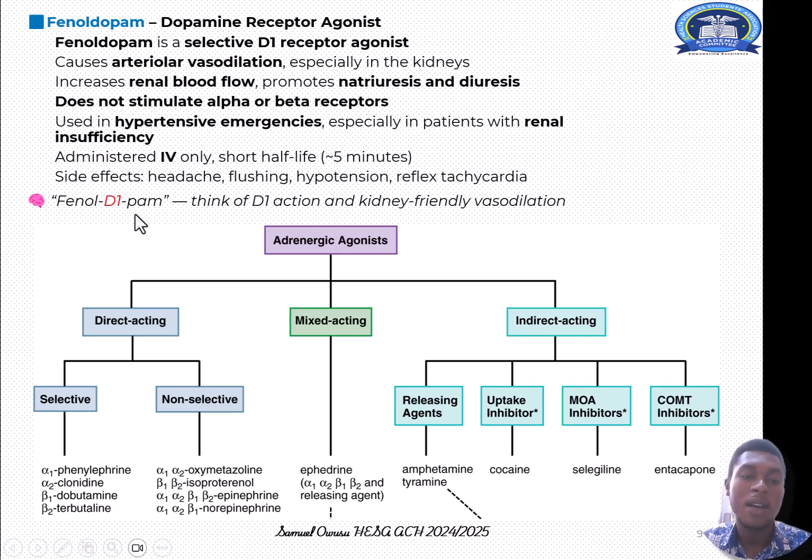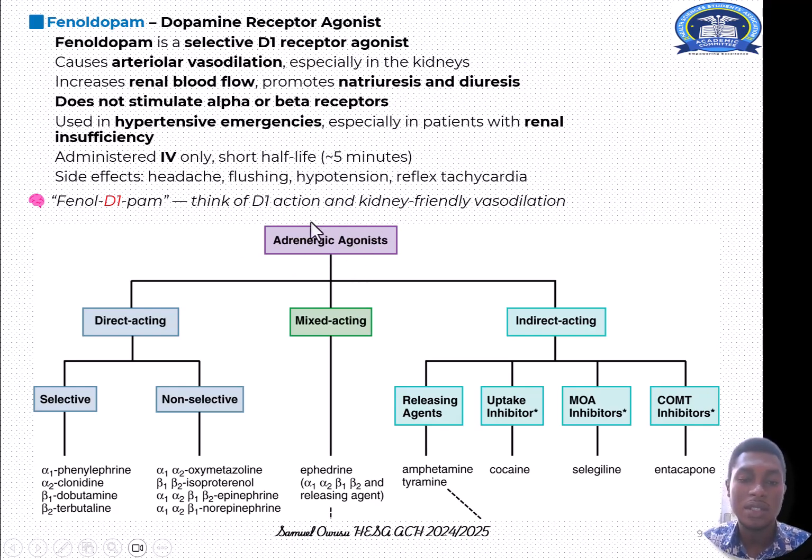So how do you remember? Fenoldopam. I've removed the "do" and then make it D1 receptors. Okay, so fenol-D1-pam receptor. Think of D1 action and kidney-friendly vasodilation. Okay, so we have adrenergic agonists.